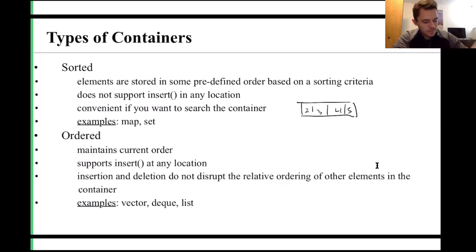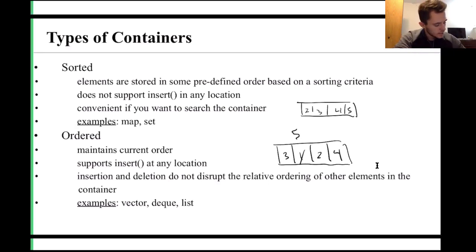But they're really great for searching, because you can typically cut down on your searching time for these sorts of containers. And then an ordered container is one that maintains the current order, right? So if you are inserting an element anywhere, that's not going to disrupt the order. Like if we have our typical vector or array, which doesn't necessarily have to be sorted, and we deleted this one and replaced it with a 5, that doesn't disrupt the ordering of the other elements in this array. So that's how the ordering works.